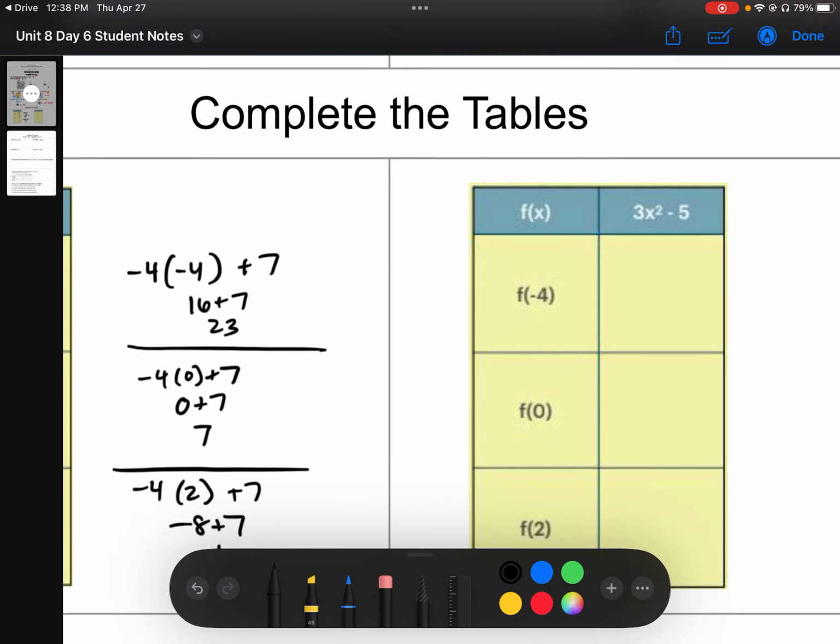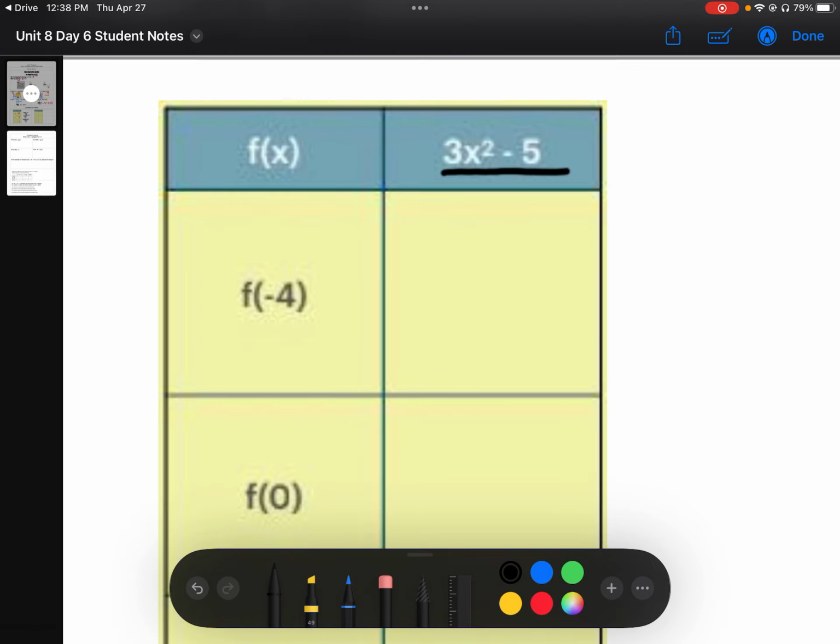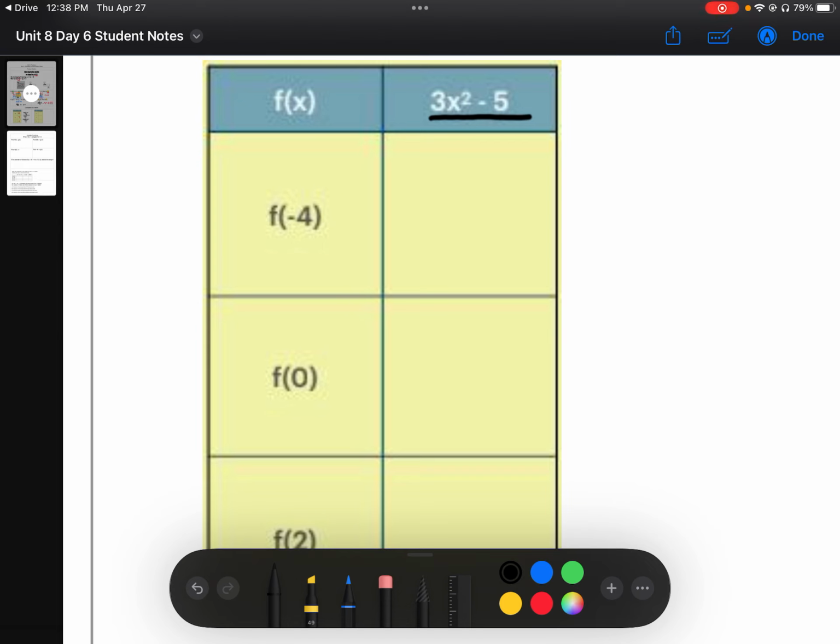Okay, I know this next one's a little bit hard to see on your printout, but it's 3x squared plus 5. Pause the video and try to finish this table on your own.